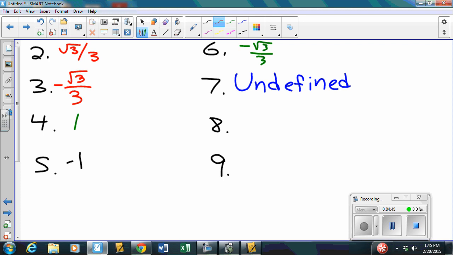Yes. 7 divided by 3 is what? What is 7 divided by 3 as a mixed number? 2 and 1/3. So 2 pi, where does that end up? How far is 2 pi? All the way around plus 5/3.